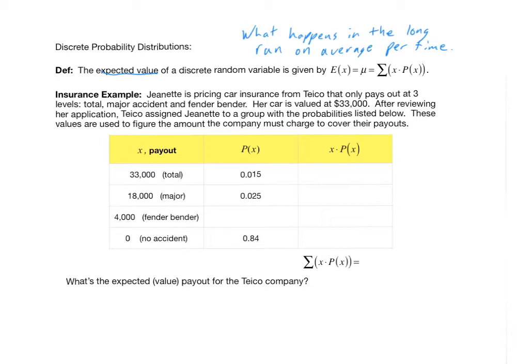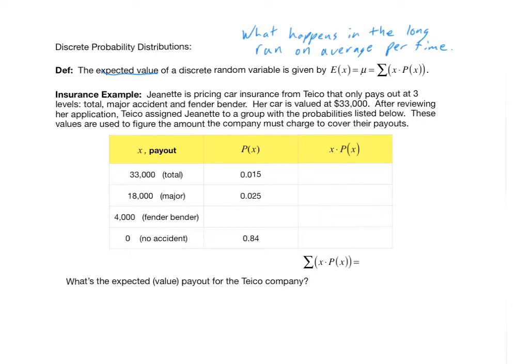After doing research on Jeanette, they decided the likelihood of her getting in an accident that totals her car is 0.015. The likelihood of her getting in a major accident is 0.025. The likelihood of her not getting in an accident at all is 0.84. So before we can even begin to talk about how much money they expect to pay out and how much money they should charge to be able to make money, we have to first fill this probability out here. What do they believe is the likelihood that she'll get in a fender bender?